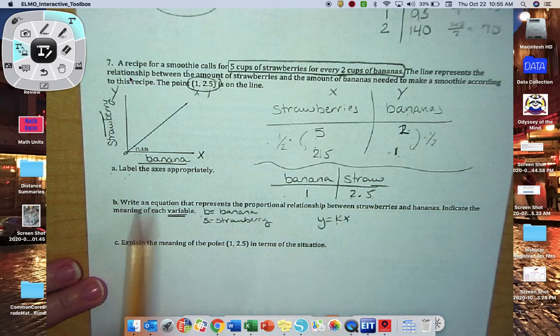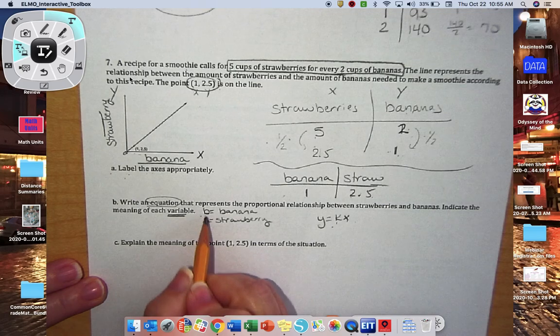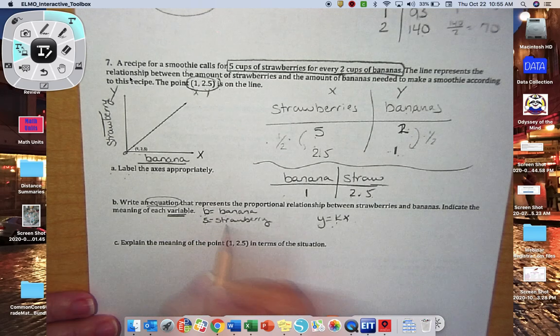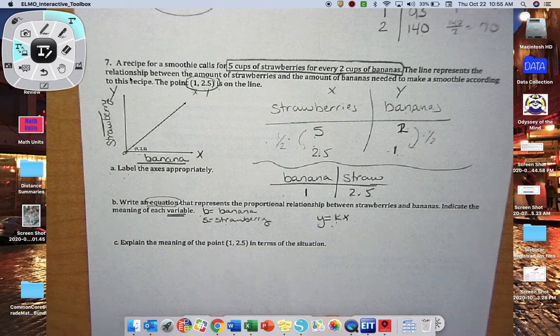B, write an equation, again, should be in the format of y equals kx, that represents this proportional relationship between the strawberries and bananas. And then it says indicate the meaning of each variable. That's the first thing I did. So I'm going to use B for banana, S for strawberry. So a lot of times what I've shown you in class is I like to start out with my y equals kx because it just makes it easier for my brain to think of it in that format.